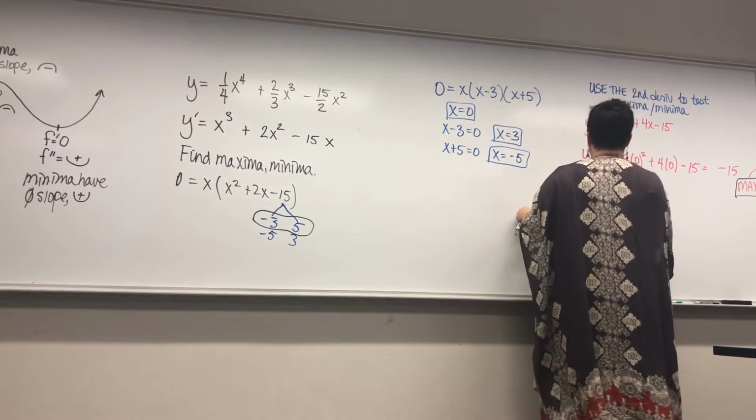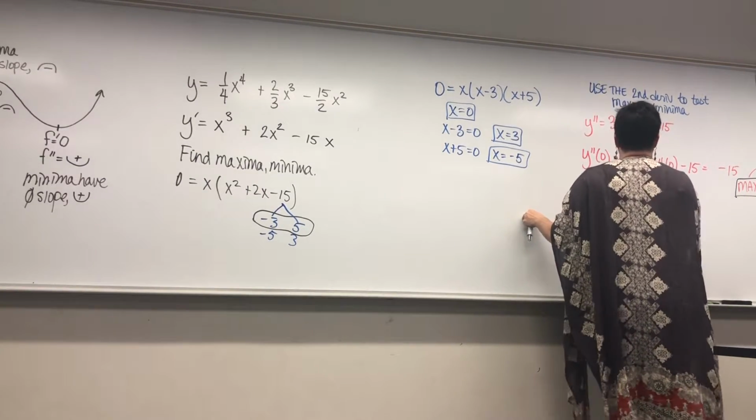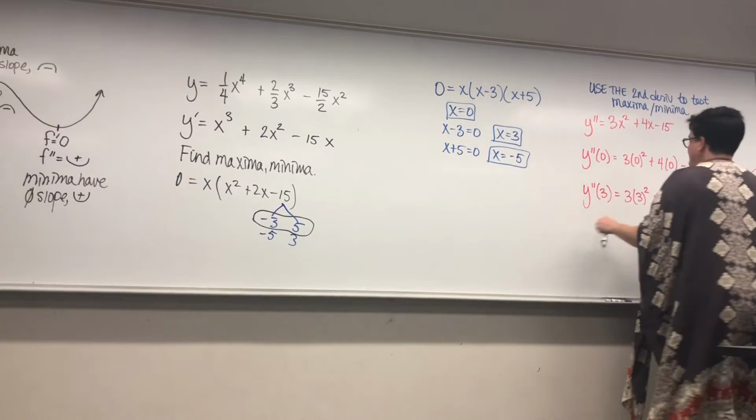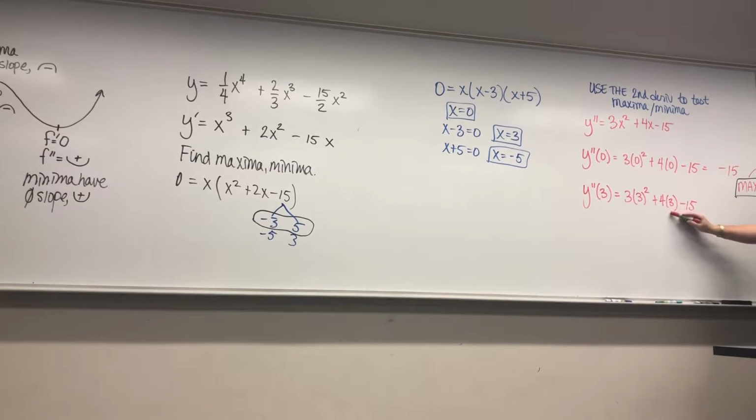Let's test 3. So 3 times 3 quantity squared plus 4 times 3 minus 15. This is 27, this is 12. Are we gonna get a positive or negative answer? 27 plus 12 is 39, minus 15 is positive something. I would say 24 maybe. All we care about is it's concave up. So we have a min at x equals 3.